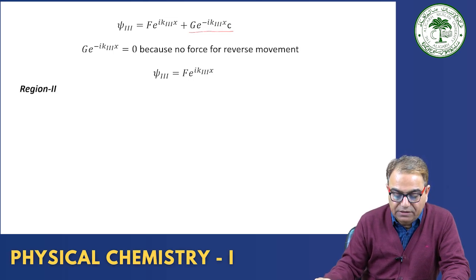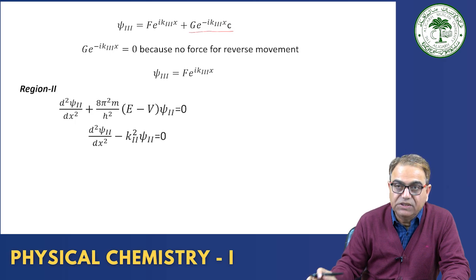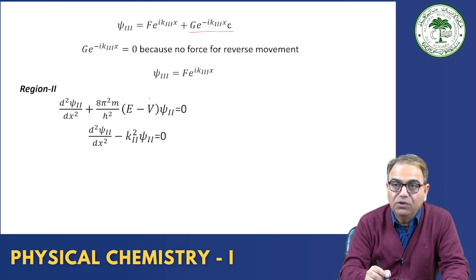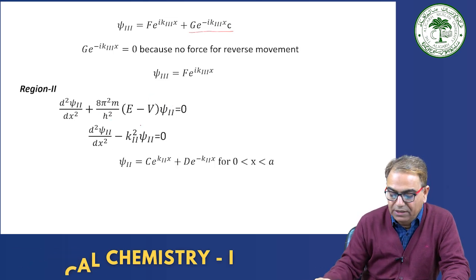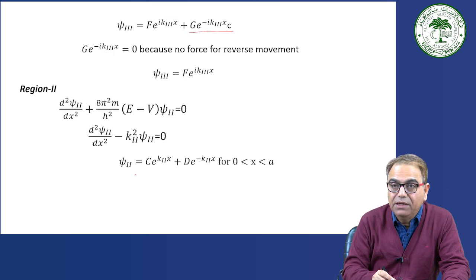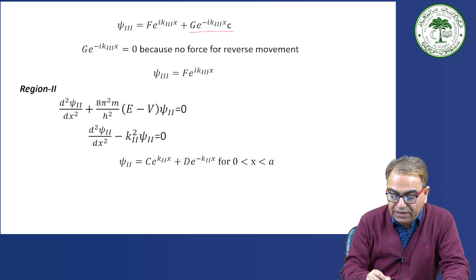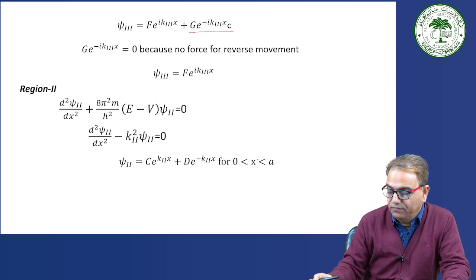And if you look at region 2, what you can write is this equation: d square psi 2 by dx square equals minus 8 pi square m (E minus V) by h square psi 2. Now V is not equal to 0, so again it will be minus k2 square, and the solution will be in the real form, not in the imaginary form. Psi 2 is equal to, as we did earlier also, c exponential k2x plus d exponential minus k2x for the potential barrier region, for x from 0 to a.